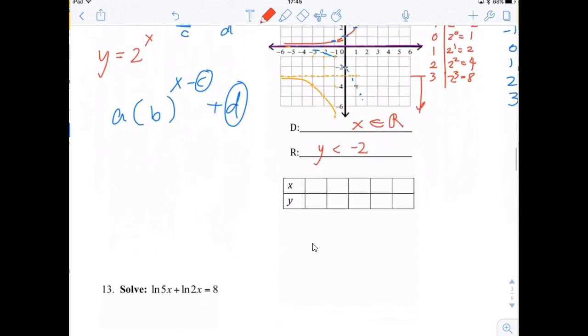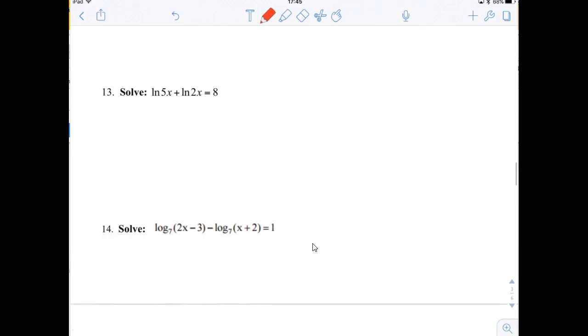Okay? All right. Next one here. Natural log of 5x plus natural log of 2x equals 8. Natural log pretty much works the same as log base 10 in terms of log rules. So the fact that this is a natural log, the only thing it changes is when we do the snail, we are going to use a base of e. Okay? So I'll show you that in a bit.